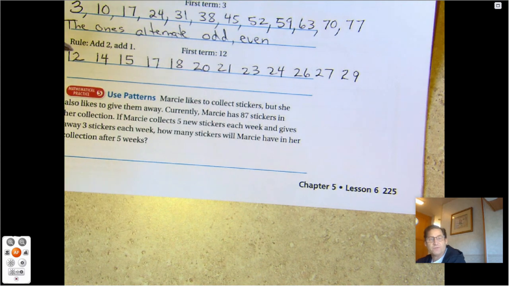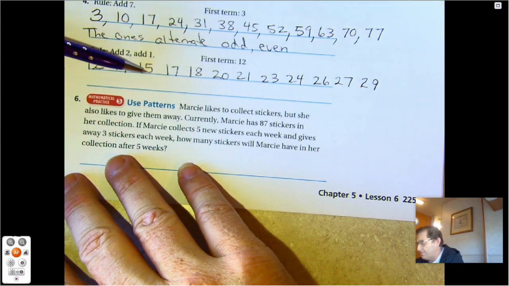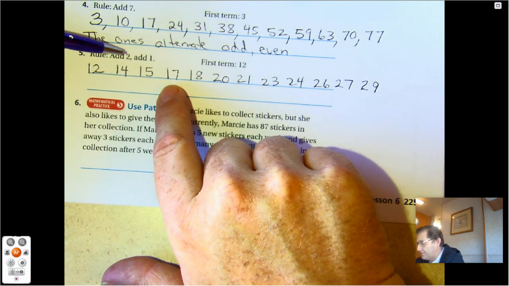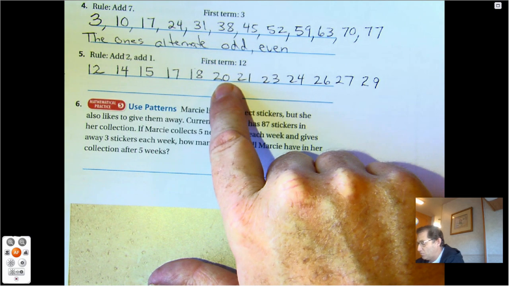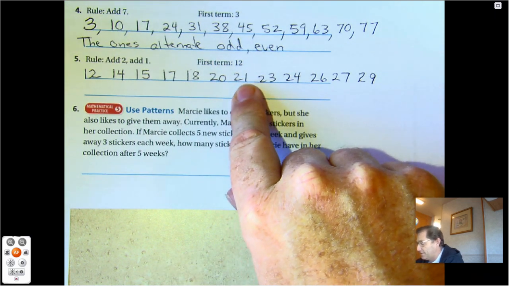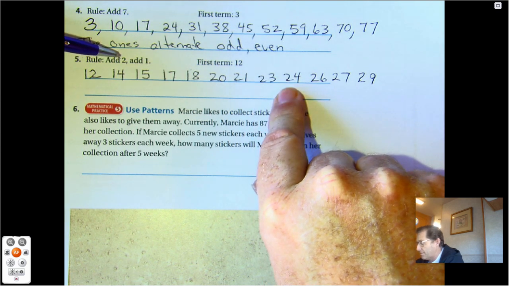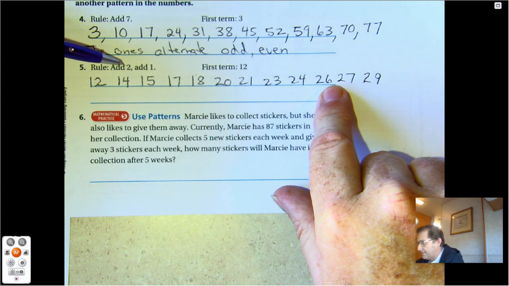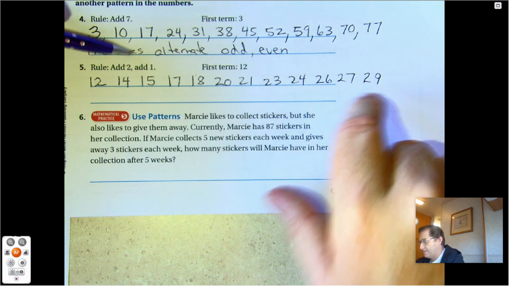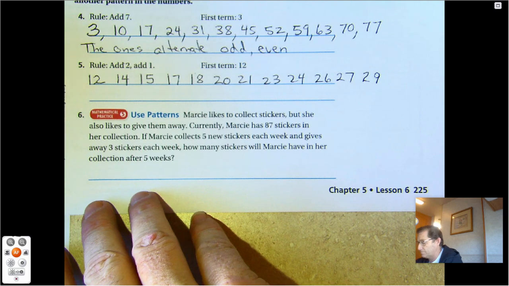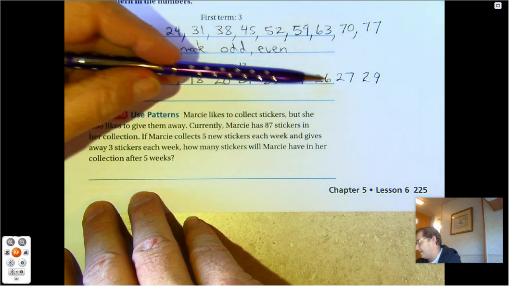All right, so let's confirm that we've done this right. We added 2 to 12, we get 14. Plus 1 is 15. 15 plus 2 is 17. Plus 1 more is 18. 18 plus 2 is 20. 20 plus 1 is 21. 21 plus 2 is 23. Plus 1 more is 24. 24 plus 2 is 26. Plus 1 more is 27. Add 2 to that, we get 29. All right, now do we have 12 numbers? 1, 2, 3, 4, 5, 6, 7, 8, 9, 10, 11, 12.